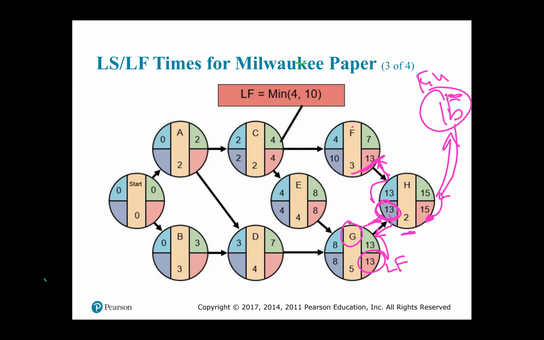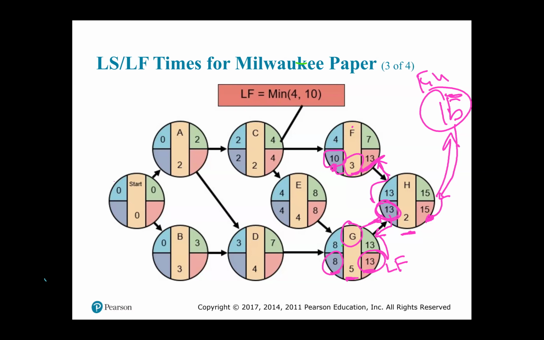Therefore, 13 minus 3 will give you 10, which will make the late start for F 10. Good? Now you go to G. The late start was 13. 13 minus 5 gives you 8.